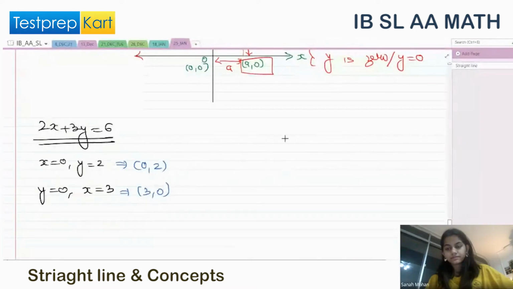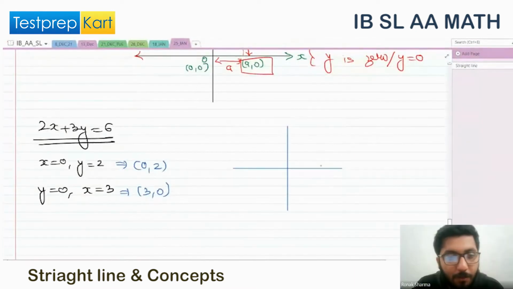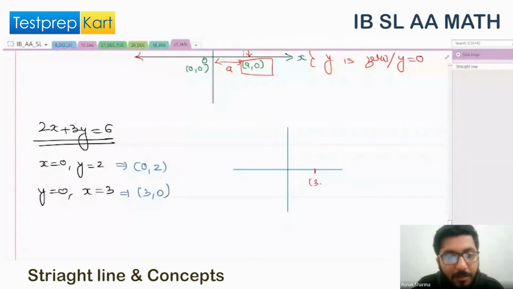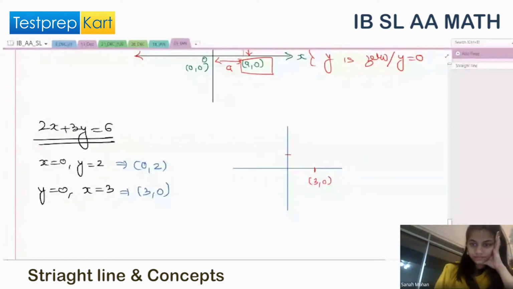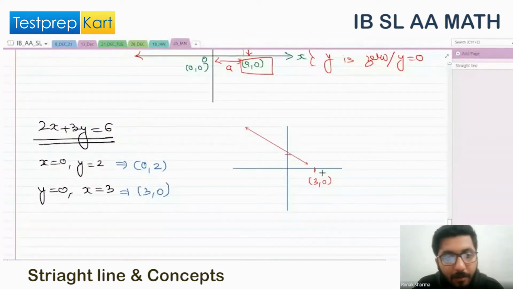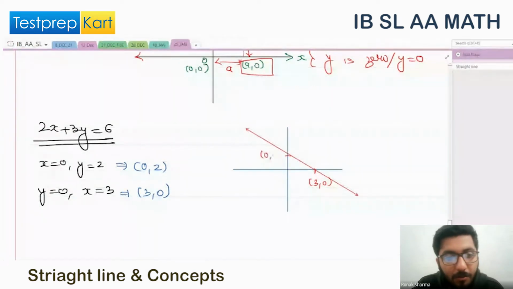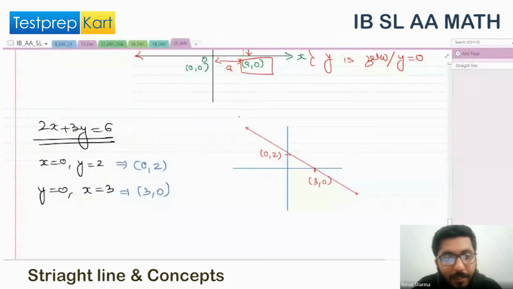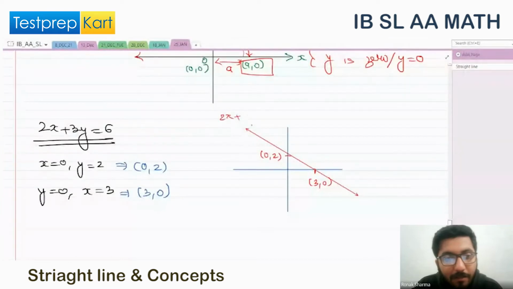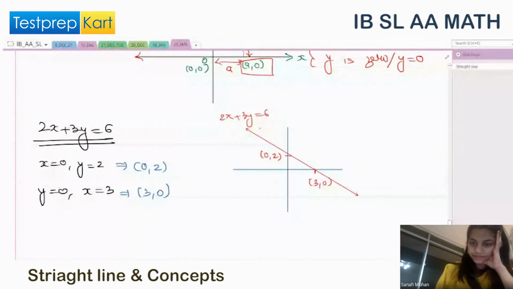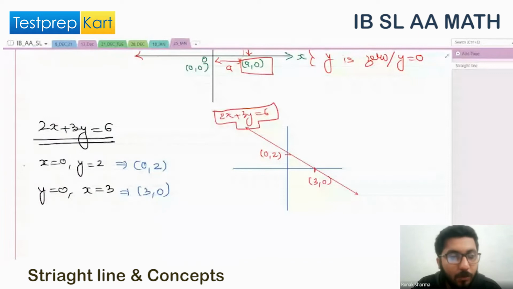So if we plot these two points, this point will be here, 3 comma 0. This point will be here. Let me draw a line like this. And this point is 0 comma 2. So is this the line being represented by 2x plus 3y equals 6? Okay, so we just need two points.